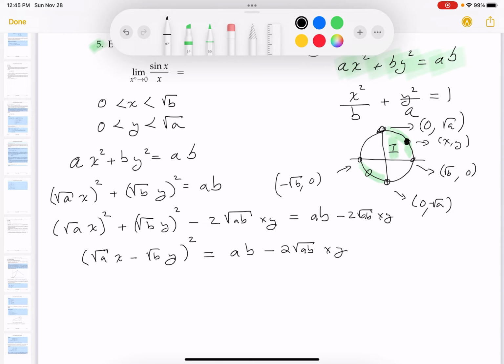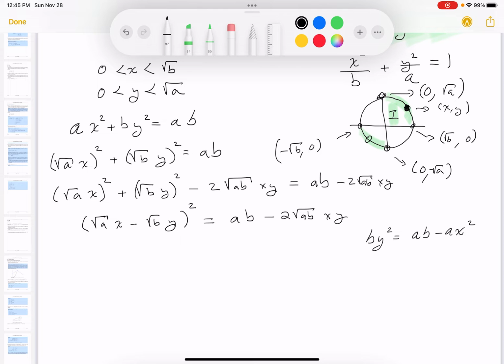So I would get by squared is equal to ab minus ax squared. And then I'm going to divide both sides by b, and y squared would equal a minus a over b x squared. Whoops, I made a mistake there. I'm thinking, but I'm writing something down that I'm not even saying. And again, I know y's in the first quadrant, so it's a positive number. So I'm going to do plus or minus. I'm going to do this over here.